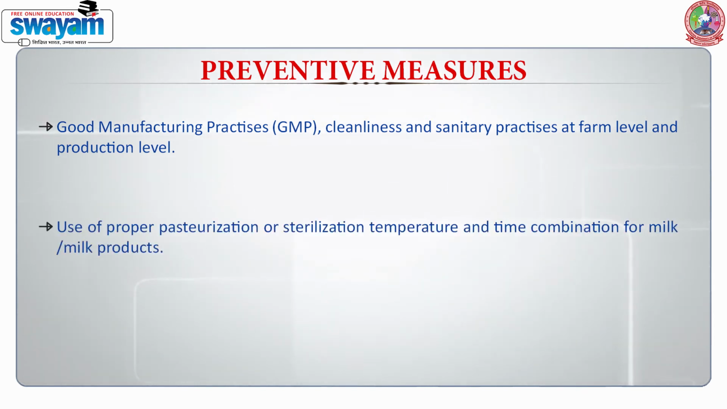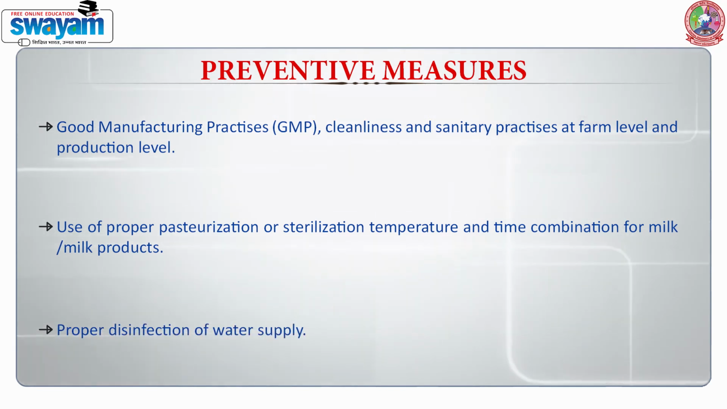We should also use proper pasteurization and sterilization temperature and time combinations, which is very, very important. And we should also not forget about the water quality, because in the processing of milk, lots of water is used. So therefore, we should be doing proper disinfection of the water supply which is being used in the milk plant and for the manufacture of milk and milk products.